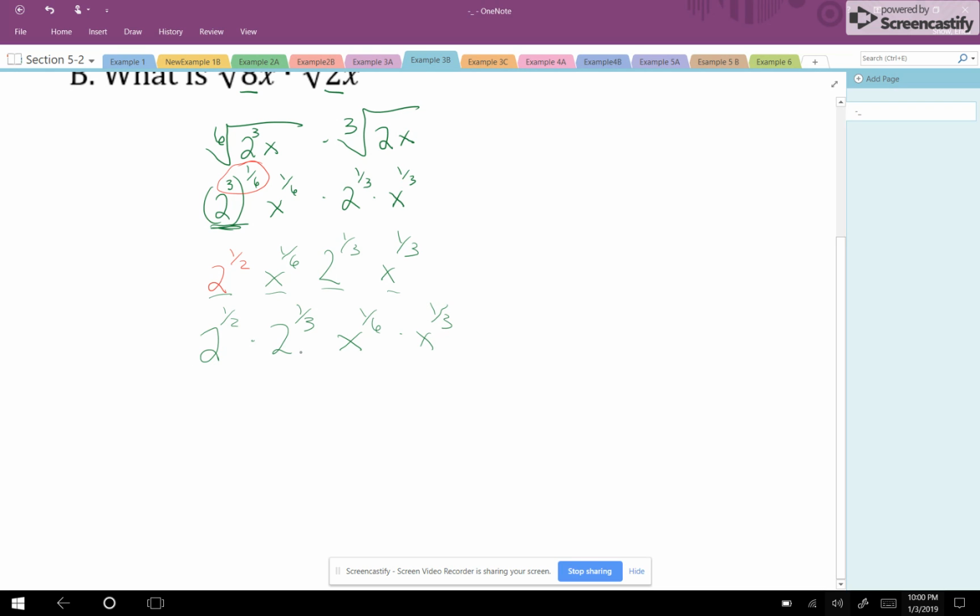And at this point, we can go back to our rule, which is our product property, or the product of powers, which says if we have the same base, we just have to add our exponents. So we get 2 to the 1/2 plus 1/3 and x to the 1/6 plus 1/3. And again, I can do these really fast in my head. If you can't, you can pause me and use your calculator. But this is going to be 2 to the 5/6, and this is going to be x to the 3/6.